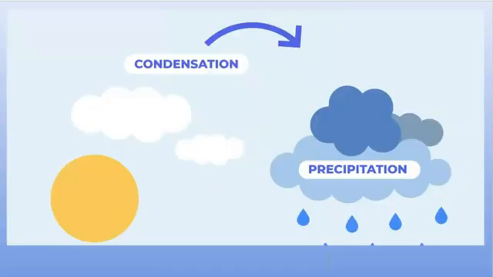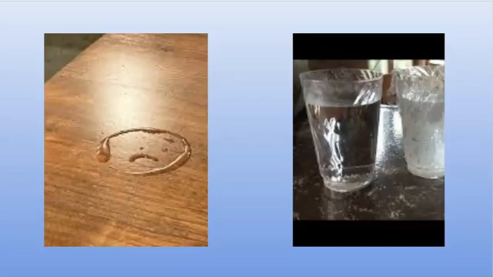This leads me to the next steps, which are condensation and precipitation. Have you ever had a cup of cold water and then the next thing you know, there's water on the outside or the bottom of the glass? This is because of the process of condensation. Condensation is the process of gas water vapor cooling back into a liquid form of water. So here we see the condensation on a table and on a glass.